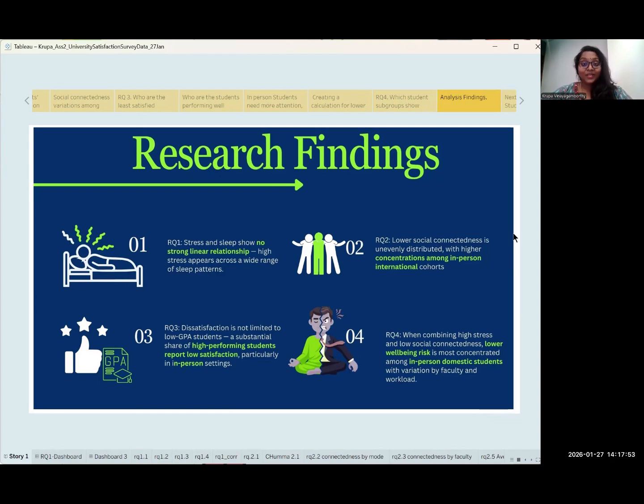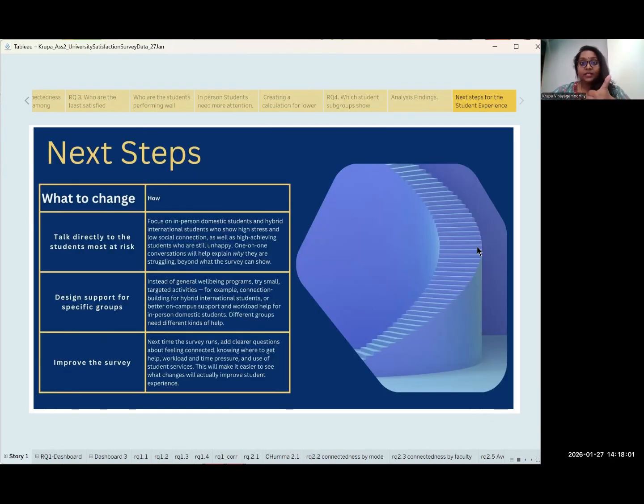So what are we going to do about it? One, talk directly to the student subgroups who we've identified as at risk. Two, design specific support for specific subgroups. Three, improve the survey. We don't have enough data to come up with conclusive results.